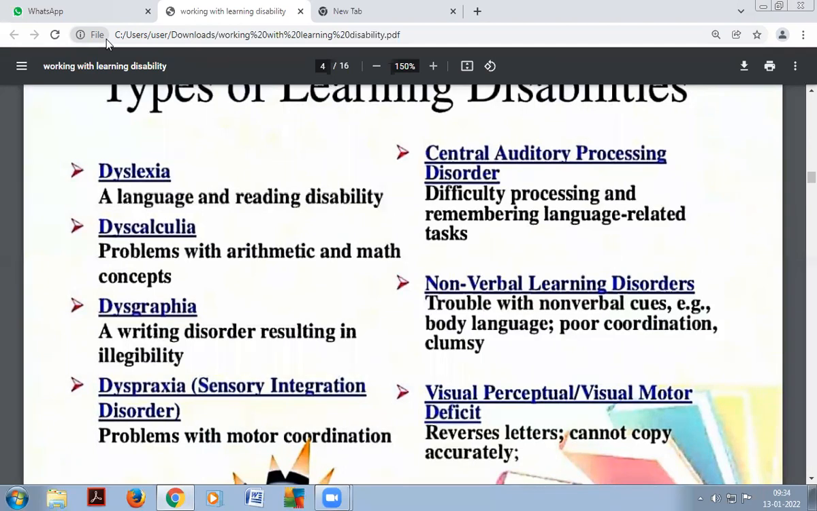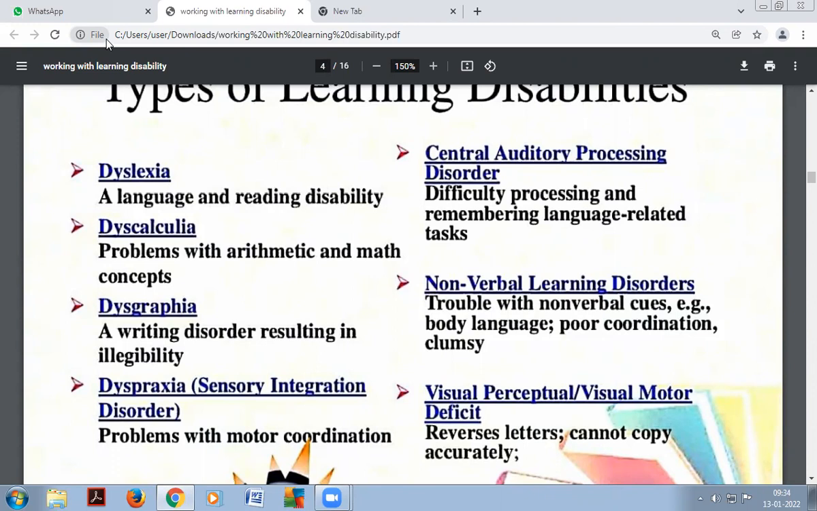Dyspraxia is related to sensory integration disorder. A motor disability sometimes refers to an output activity, meaning that it relates to the output of information from the brain, and it is totally connected with our brain. Sensory work is totally related to the brain, according to Jean Piaget. Jean Piaget was a Swiss psychologist who gave the cognitive development theory, and cognition means related to thinking, which is totally connected to the brain. Those students having dyspraxia suffer from brain-related problems with motor coordination.